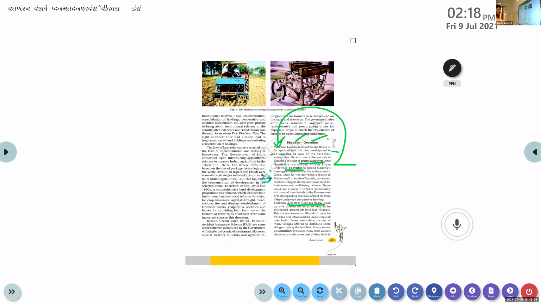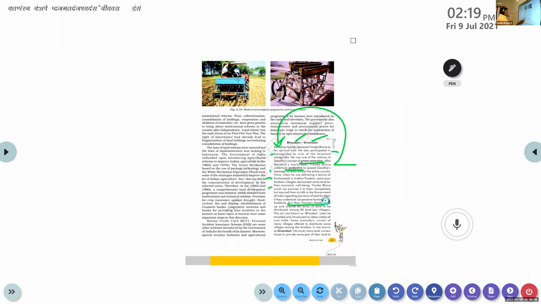So they demanded some land from Vinoba Bhave, right? Vinoba Bhave could not promise it to them immediately, but assured them he would talk to the government of India regarding provision of land for them if they undertook cooperative farming. So Vinoba Bhave was unable to provide land for the landless poor farmers at that time. Clear? But he gave a guarantee to the farmers. What is that guarantee? Okay, I will speak to the government. If any possibility is there, and if you are ready for cooperative farming, I will speak to the government and allow you some land, right? That's the guarantee.